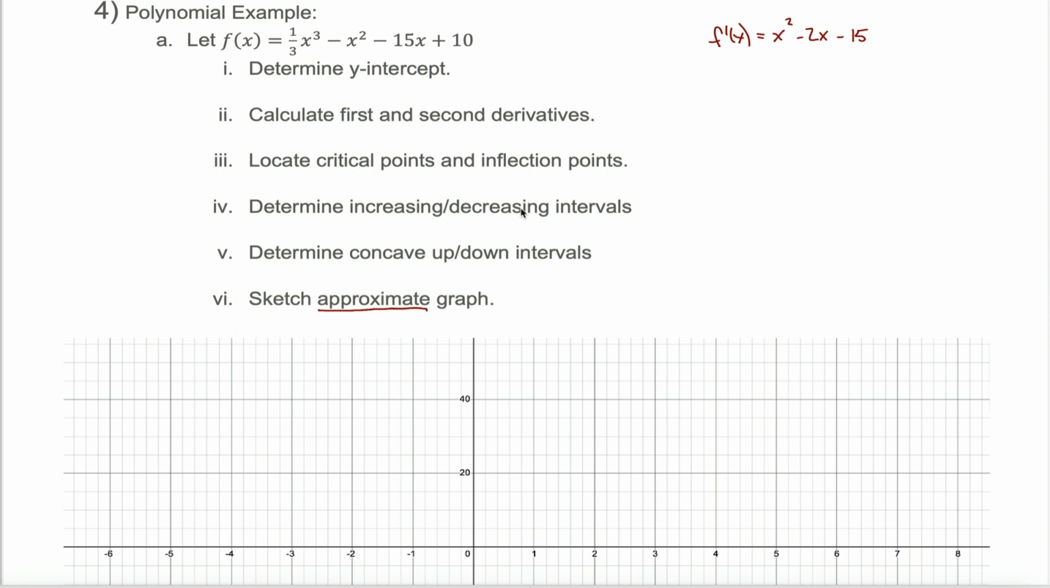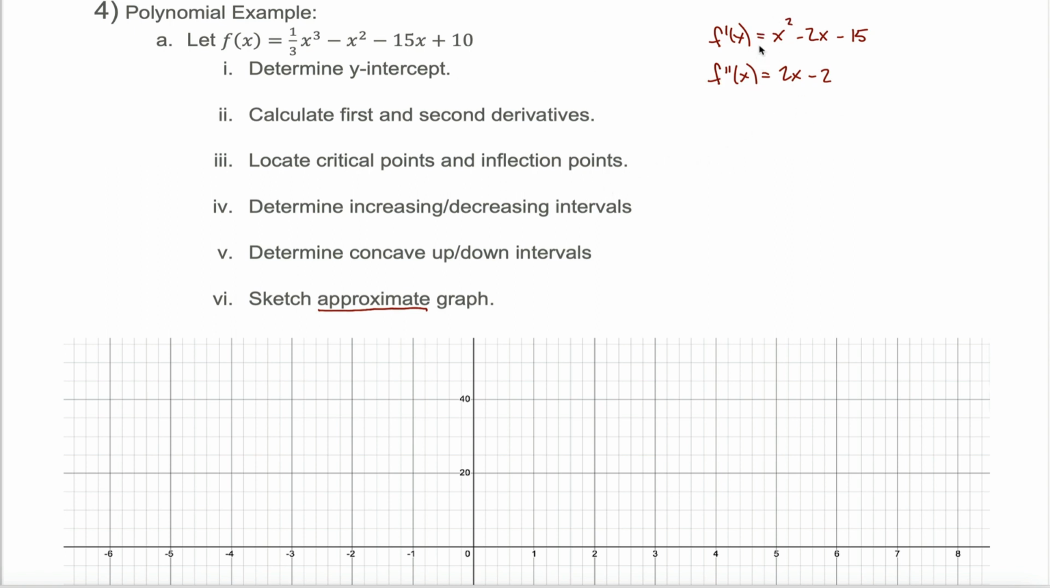Since I'm not just interested in when the function is increasing and decreasing, but also when it's concave up and concave down, I might as well calculate the second derivative right now. Since the first derivative is a polynomial, the second derivative is going to be equally easy to figure out. The derivative of x squared is just 2x, and the derivative of negative 2x is negative 2. My second derivative is 2x minus 2.